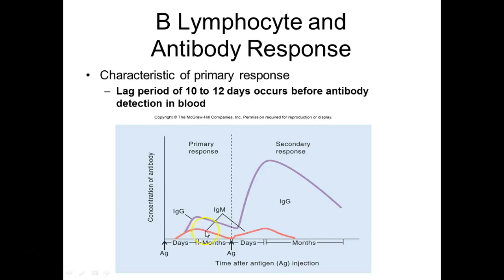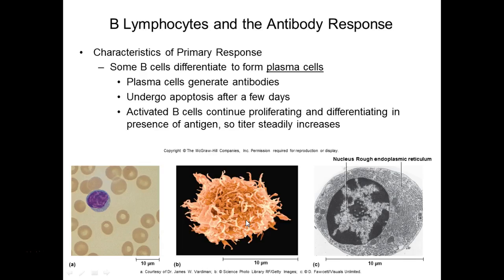Because you don't have time when it comes to those toxins to wait around for your body to figure it out. Make sense? And this is how we can be immune. When we've seen something before, we know what it is, we shouldn't get sick from it again. So here are those plasma cells, as I said. Look at that huge rough endoplasmic reticulum.